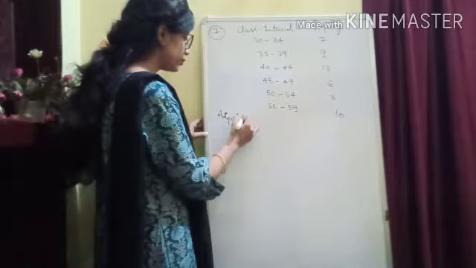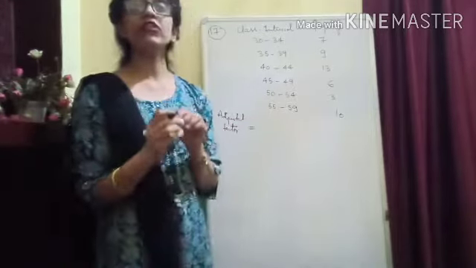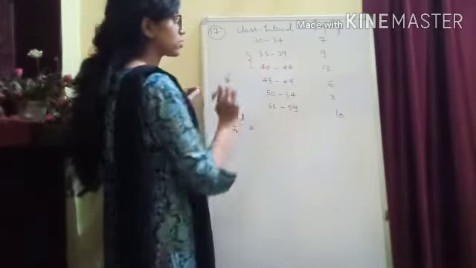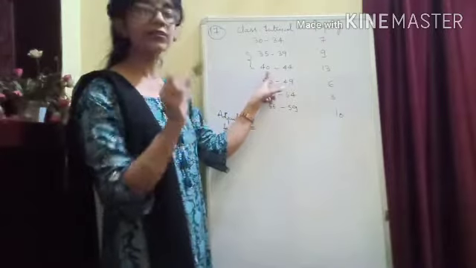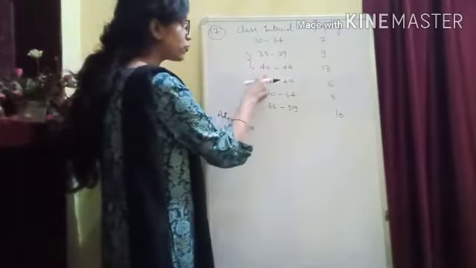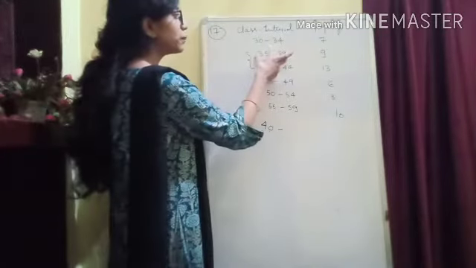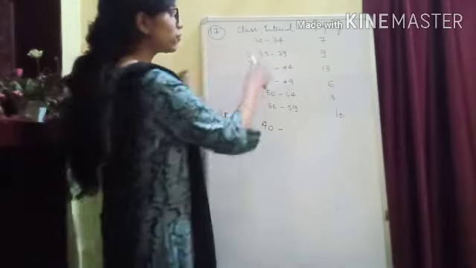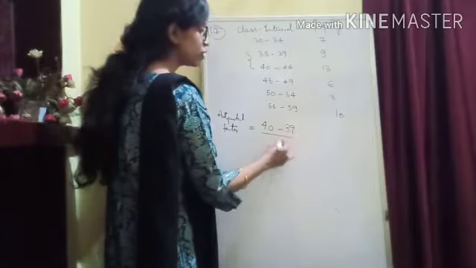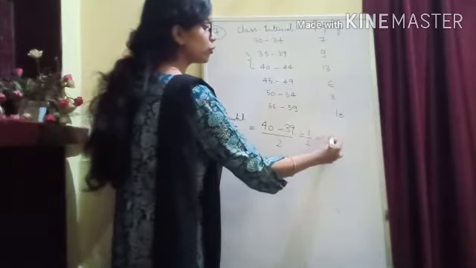If you remember the formula we have learned just now, take the lower limit of any class, let's say we are taking these two classes, minus the upper limit of the previous class. So the lower limit of one class is 40 minus the upper limit of the previous class, which is 39, divided by 2. So 40 minus 39 is 1, divided by 2. So it is coming 0.5.